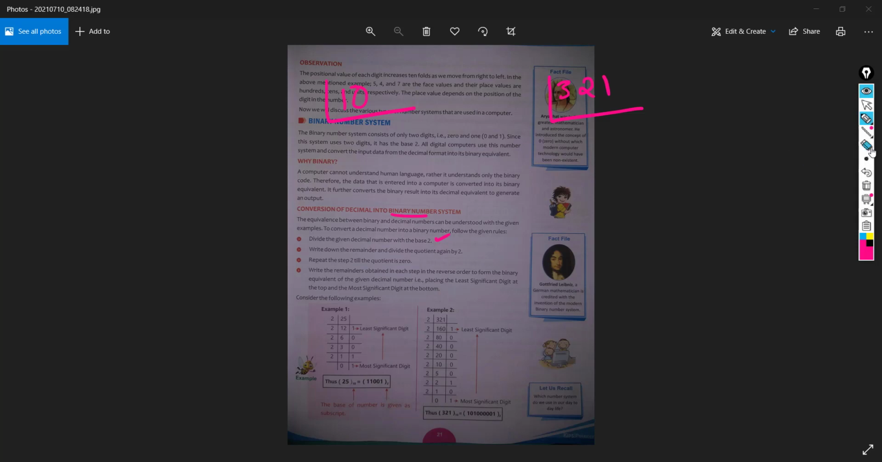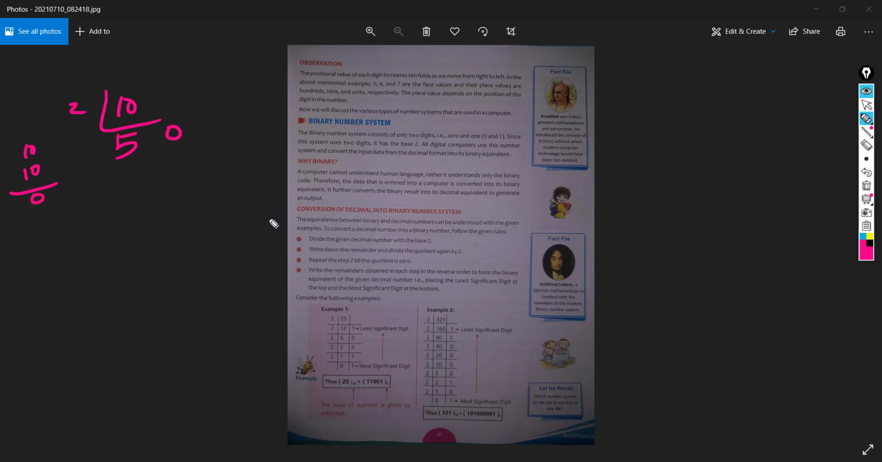So let's see how to perform that division operation. We are going to divide by 2, so here 10 by 2. How many times? 5 times. What is the remainder? 0. How did we get the remainder? See, this is the dividend, and the divisor is 2. So 5 times 2 is 10. What is the remainder? 0. So we write 0 here.